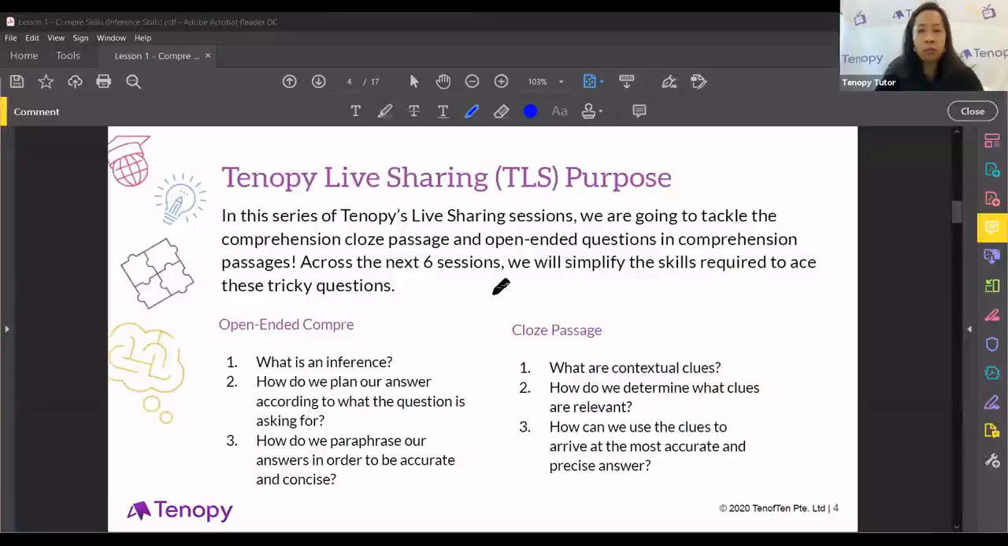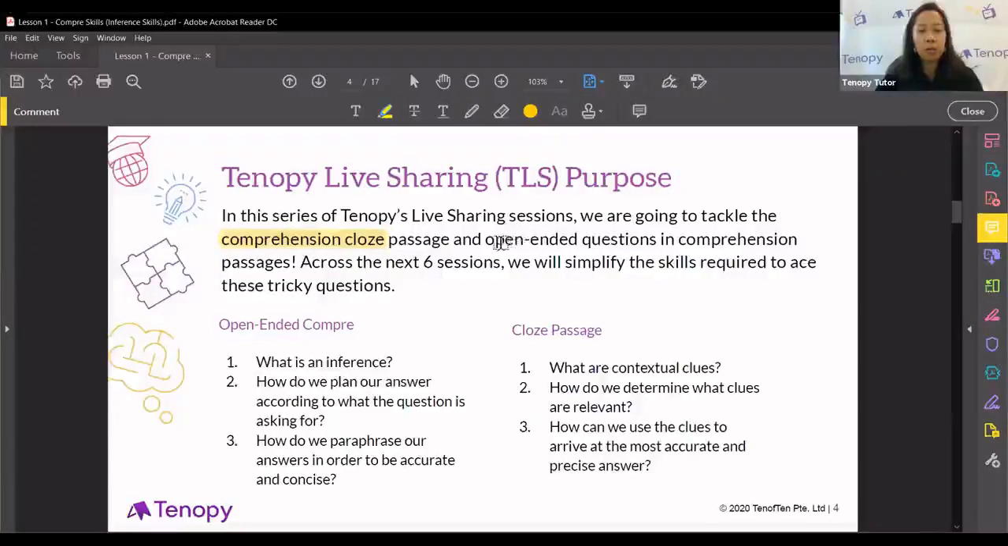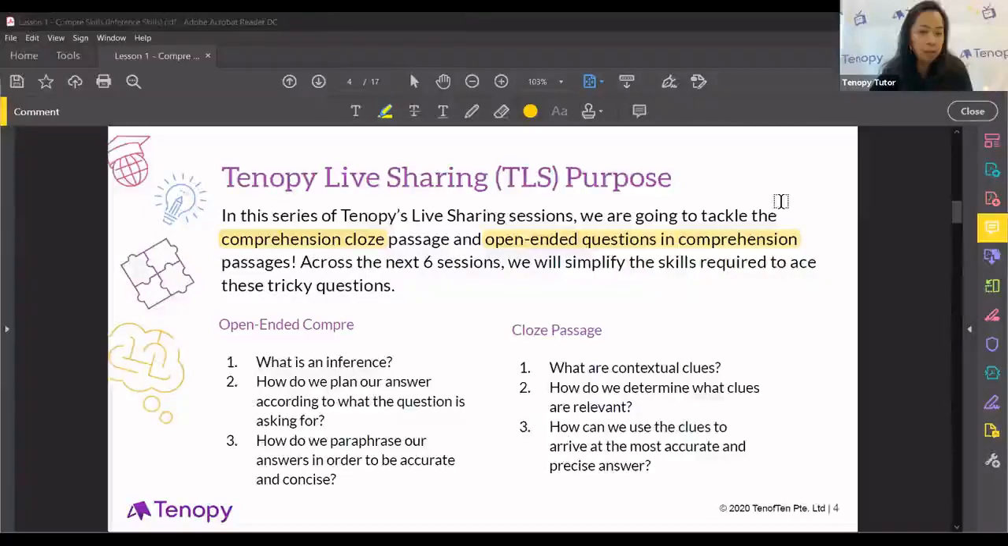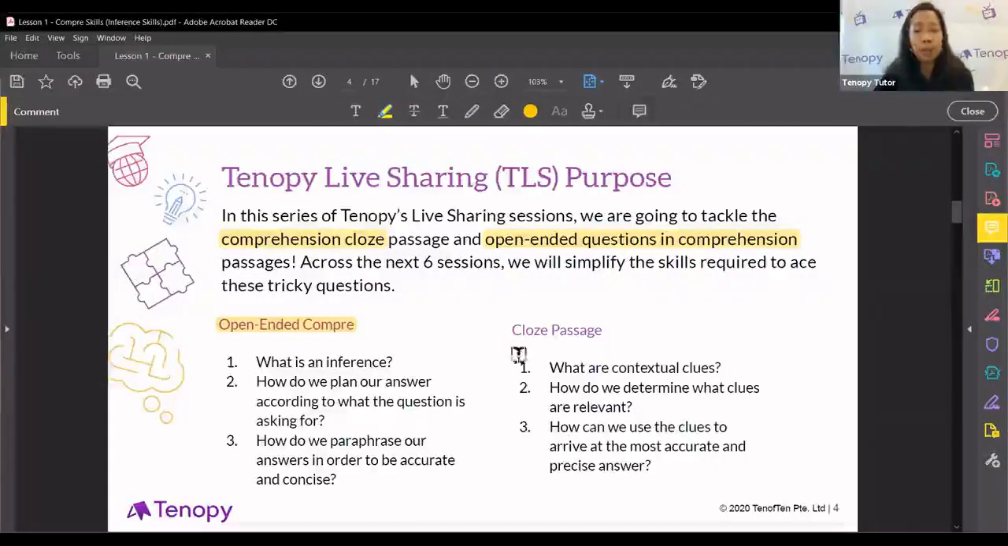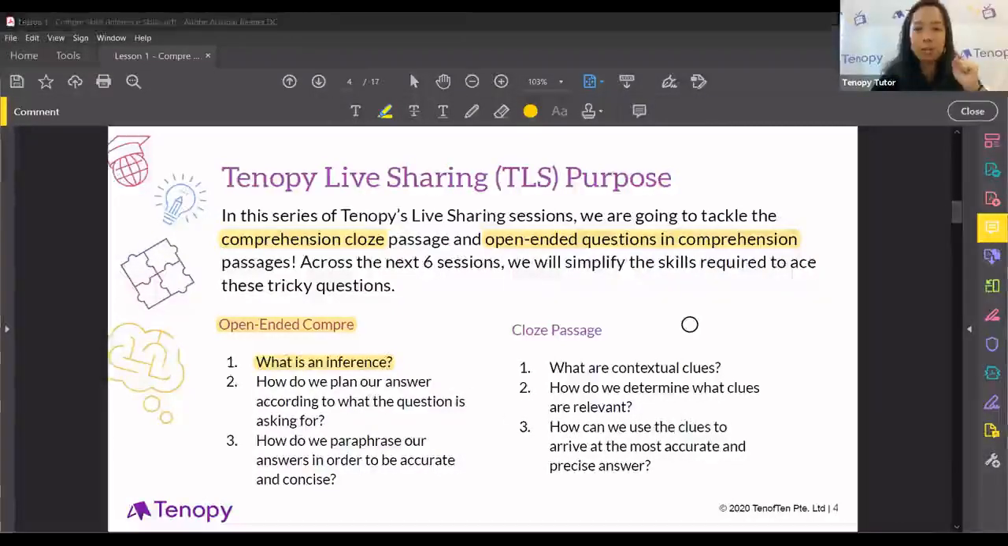We are on a new series of Tenopy live sharing right now. In this series, we're going to cover comprehension cloze, and we're going to cover open-ended questions in comprehension. This is going to be 6 sessions: 3 sessions of cloze passages and 3 sessions of comprehension. Like I mentioned, we are starting with open-ended comprehension questions. So we're going to begin today with what is an inference question, and then we're going to talk about how we can plan our answers for comprehension questions, and finally, how do we paraphrase our answers to make sure that it's very clear and anyone who reads it will understand.